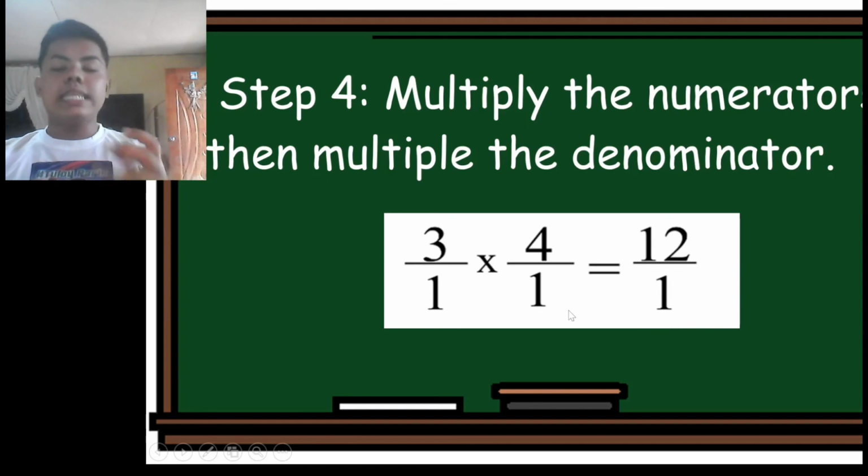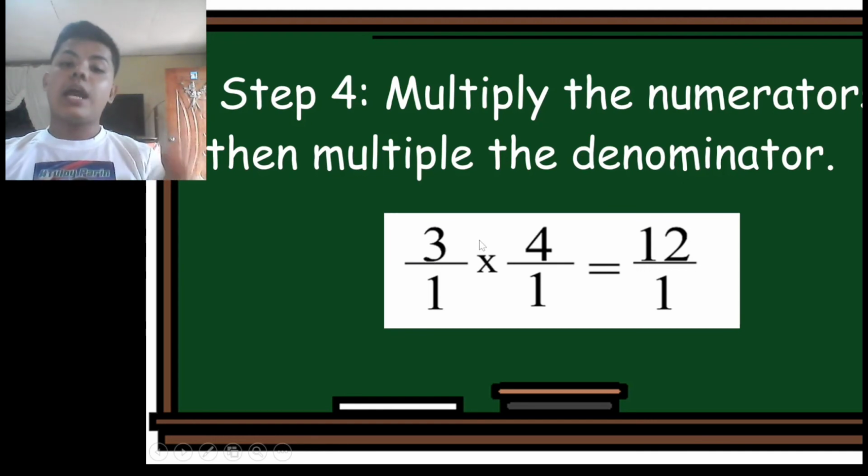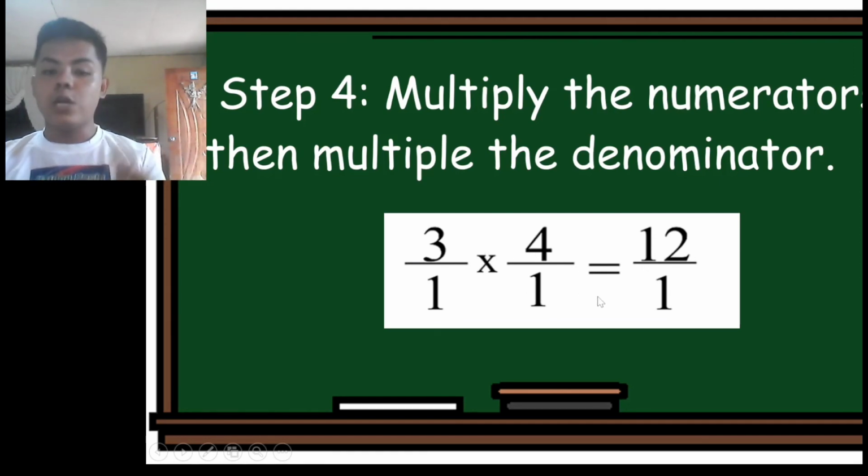Next, as easy as this. Step 4: multiply the numerators, then multiply the denominators. This will be the guide in multiplying both fractions: numerator times numerator and denominator times denominator. Our numerators here are 3 and 4, so we need to multiply both. 3 times 4 is equal to 12, and 1 times 1 we have 1. So our answer here is 12 over 1.